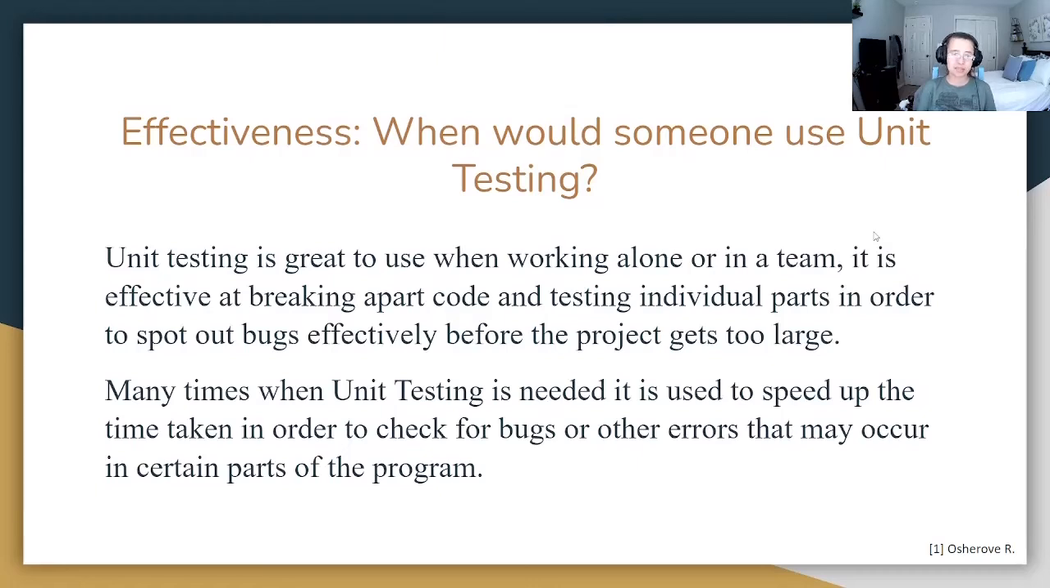Now let's go over effectiveness. When would someone use unit testing? Unit testing is great to use when working alone or in a team. It is effective at breaking apart code and testing individual parts in order to spot bugs effectively before the project gets too large. Many times when unit testing is needed, it is used to speed up the time taken in order to check for bugs or other errors that may occur in certain parts of the program.